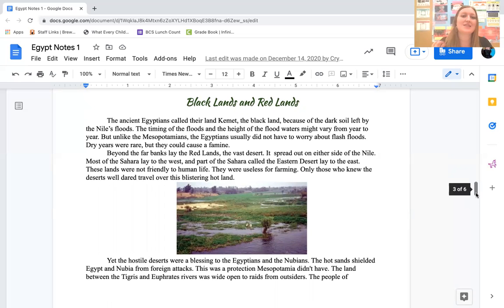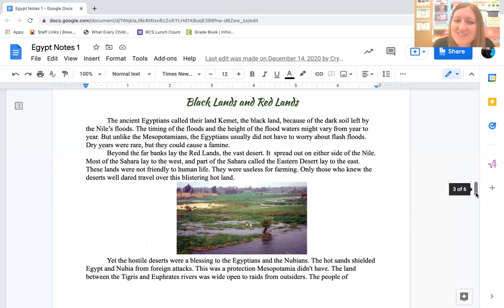Beyond the far banks lay the Redlands, the vast deserts. So the Redlands spread out on either side of the Nile. Most of the Sahara lay on the west side, as I mentioned earlier, but part of the Sahara, called the Eastern Desert, lay to the east. These lands were not friendly to human life, so people are not hanging out there. They were useless for farming. Only those who knew the deserts well, traveled them often, and knew how to get through them could travel over the blistering hot land.